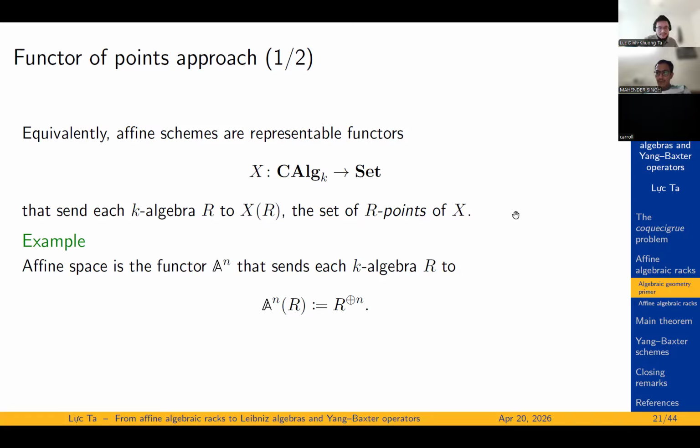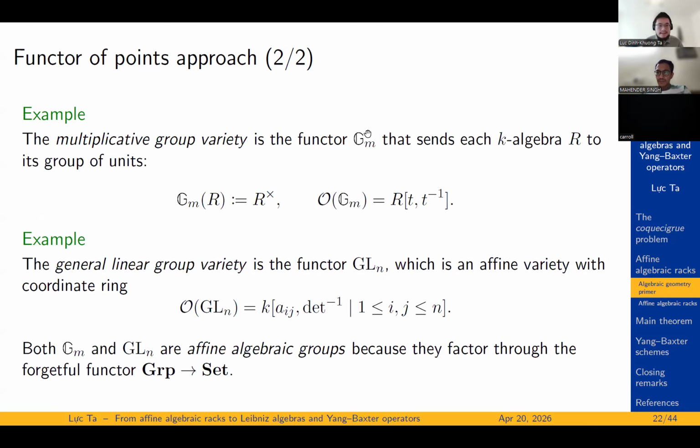Here are a couple more examples. One is the multiplicative group variety. This is denoted by G_m, and it sends a k-algebra R to its group of units. Its coordinate ring is the ring of Laurent polynomials. Actually, that's a typo. R should be replaced with K here. As another example, the general linear group variety, or GL_n. As a functor, that just sends R to GL_n(R), in other words, all the invertible matrices over R.